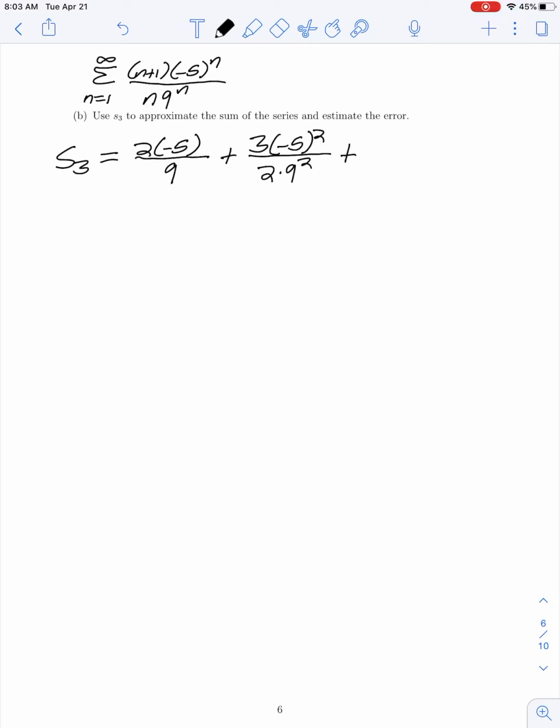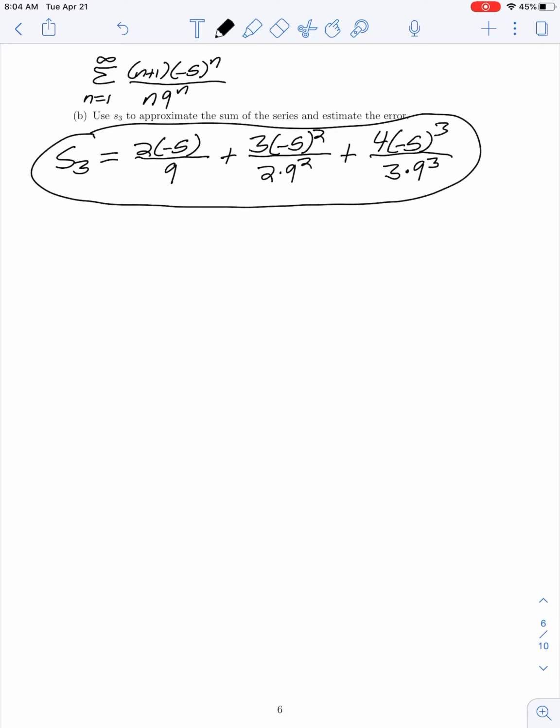And then plus, for the third term, we have 4 times -5 cubed over 3 times 9 cubed. So here, the sum of the first 3 terms of our series would be the following. With the use of a calculator, we could simplify this if we wanted to get it down to a single fraction. But here, we could just leave it in the following form. So this sum of the first 3 terms is an approximation for the sum of the series.